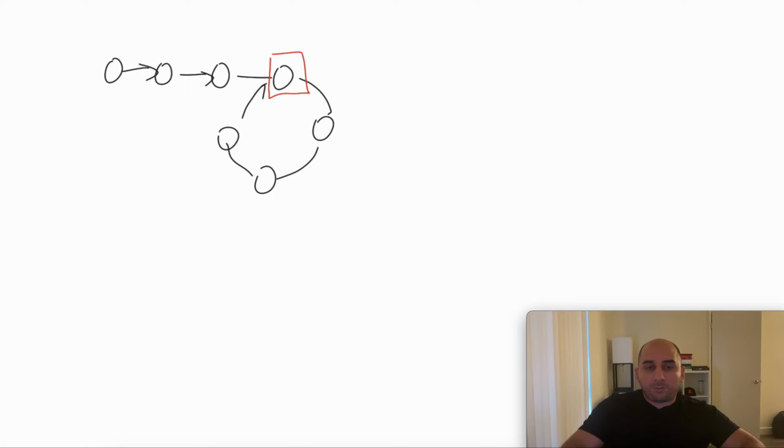Usually in this kind of problem, when we need to find a circle, we apply the approach called slow and fast pointer, or some people call it tortoise and hare. I think it would be easier to just call it fast and slow. So what's the idea behind it? The idea is that we are moving the slow one 1 step at a time, and the fast one we are moving 2 steps at a time.